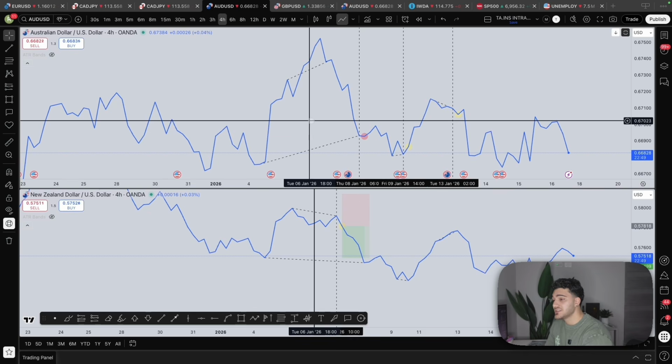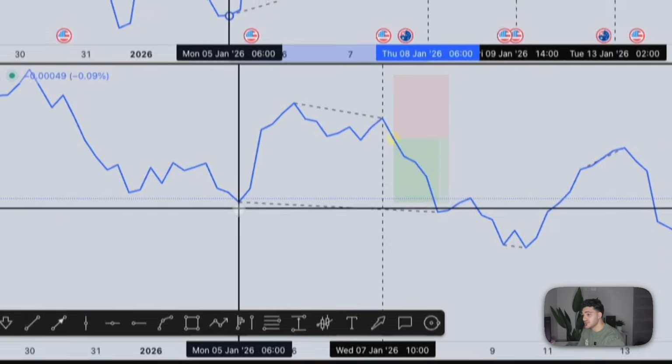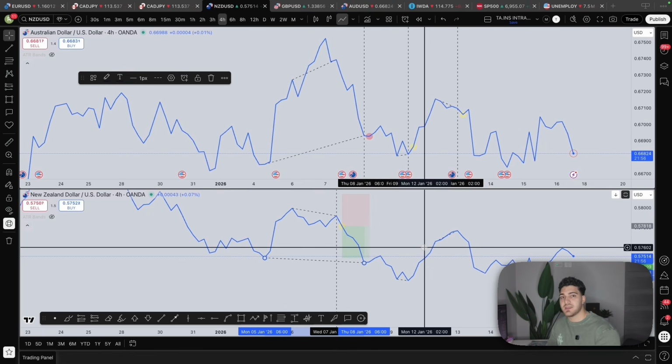Now for the next example, we can see here that AUDUSD made a low and then a higher low, while NZDUSD made a low and then a lower low. Okay, so in that case, if a pair makes a lower low and the other correlated one makes a higher low, we go long on the one that made a higher low. So it is basically the opposite thing that we did on the short trade.